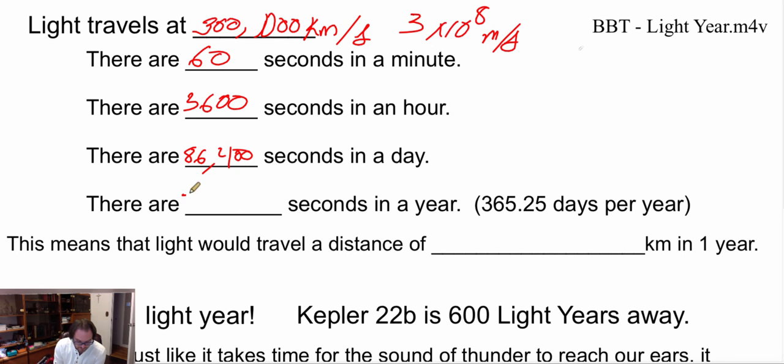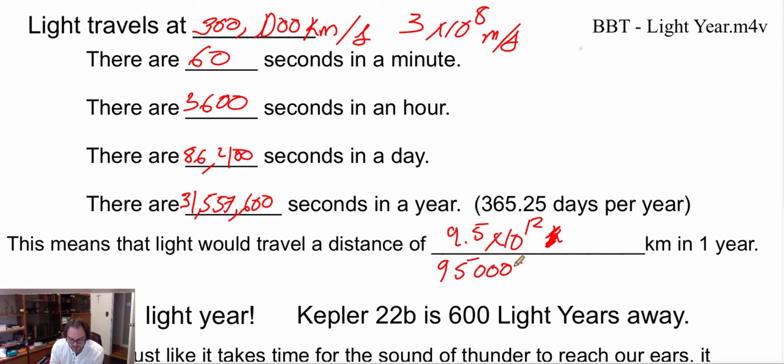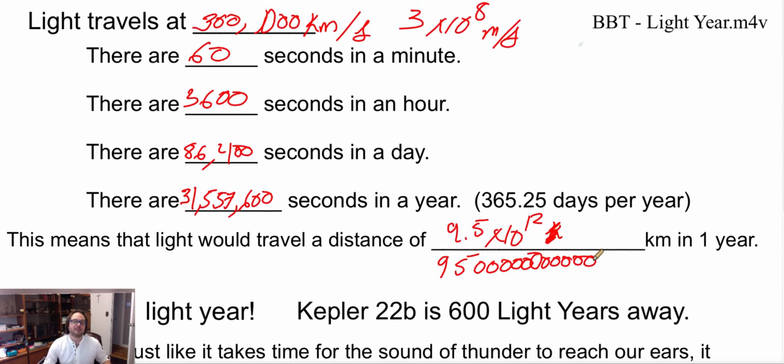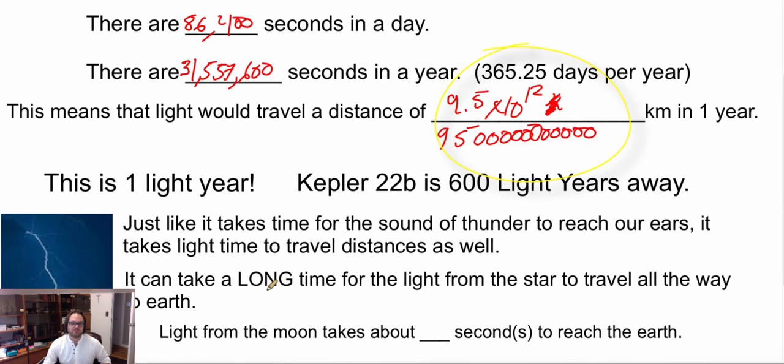31 million, 500 and 1,600 seconds. So in other words, when we're talking about a light year, that is going to be 9.5 times 10 to the 12 kilometers. So in other words, that is 9, 5, and then we're going to have 11 zeros. Kilometers. So that's how far it travels in a year. So when they say something is a light year, we're talking about this many kilometers. It's actually not a measurement in time, it is a distance. So this is 1 light year.